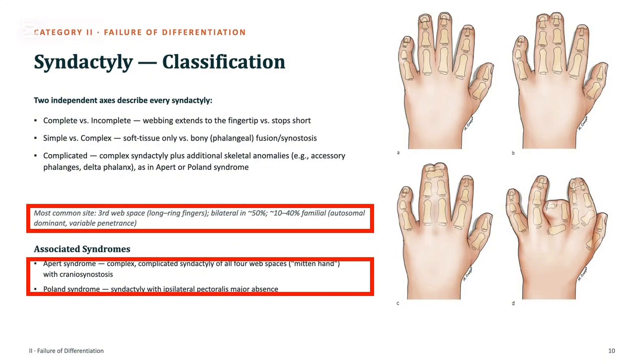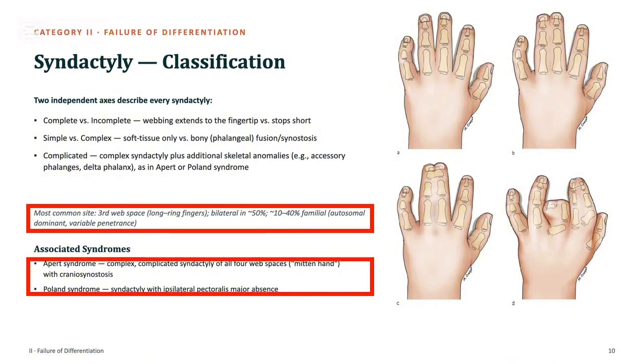Sometimes you find a small part not fused in the proximal web, and this is rare. But in Apert syndrome, you may find different shapes of the hand like spade hand or rosebud hand. The treatment is very complex and involves many stages.